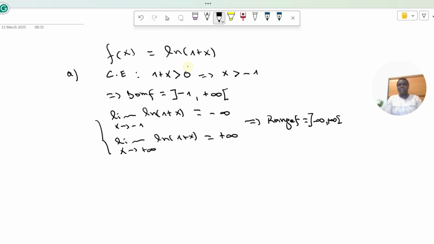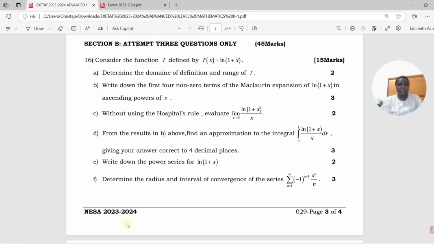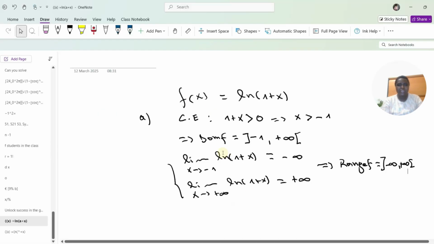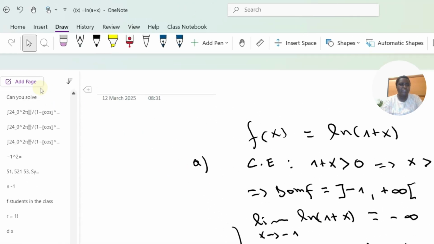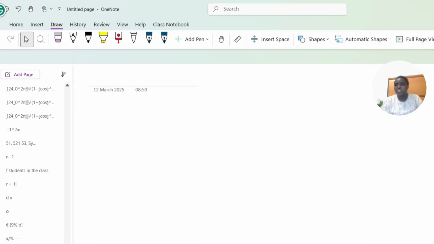So this was A. In B, we are asked to write down the first four non-zero terms of the MacLaurin expansion of our function in ascending powers of x. MacLaurin expansion. We have our function. Let me take another page. Yes, we have our function. We are at B. We have our function f of x equal to ln of 1 plus x.